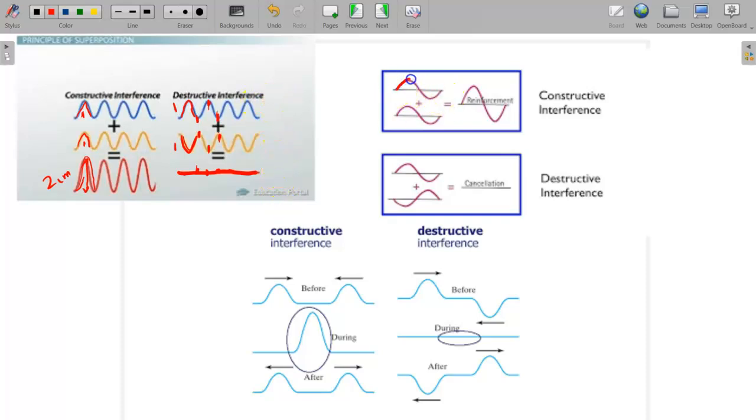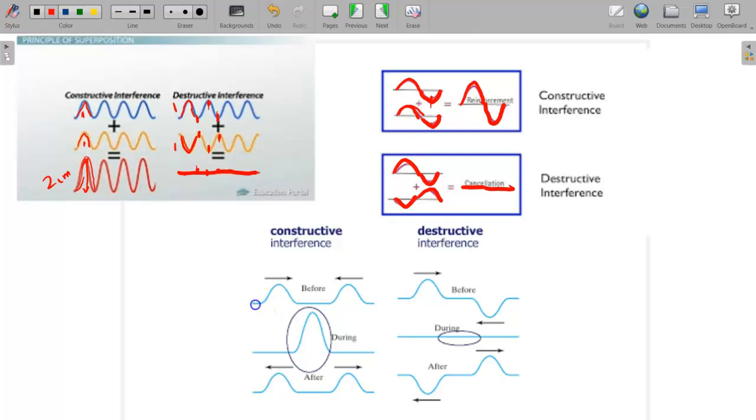Same here, crest 1 unit, here crest 1 unit, they join and become 2 units of crest. The trough 1 unit and trough 1 unit, when these two join, become 2 units of trough. Here you can see 1 crest and 1 trough, 1 minus 1, 0, they cancel, and 1 trough, 1 crest, 1 minus 1, 0. So that is destructive interference.